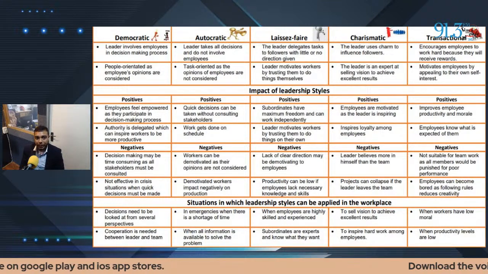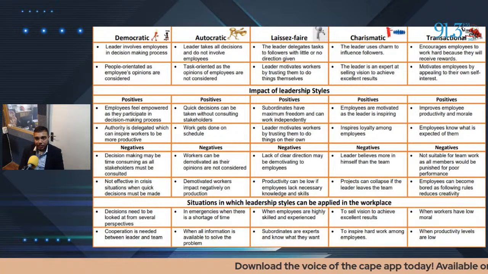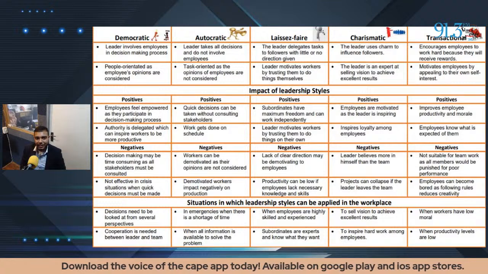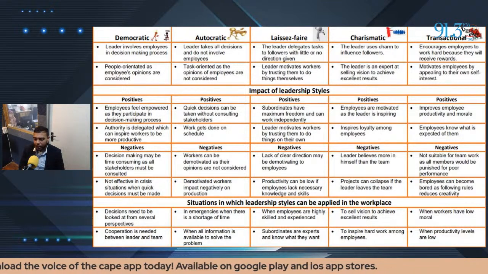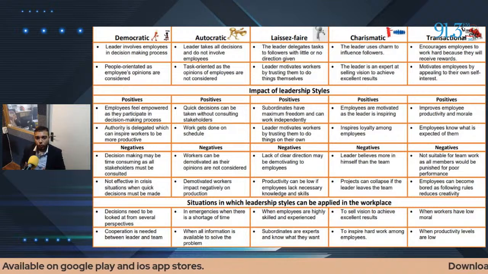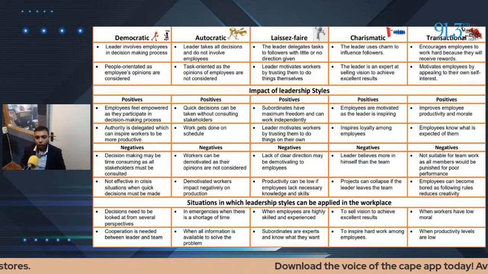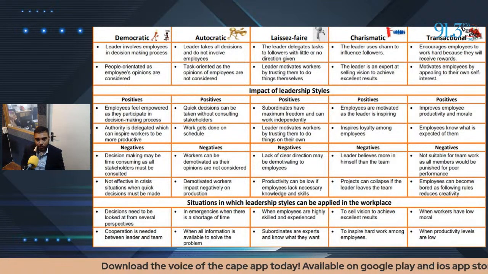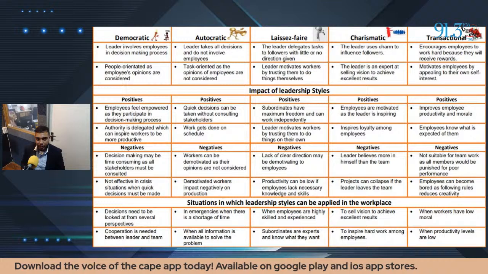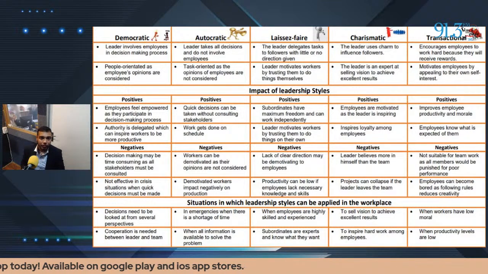So, firstly, we get democratic, autocratic, laissez-faire, charismatic, and transactional. So, what is a democratic leadership? In simple terms, it is where everyone has a say. So, we do know that South Africa is a democratic country, meaning we get to vote who our next president is. So, in a business, in a democratic, meaning everyone now has a say.